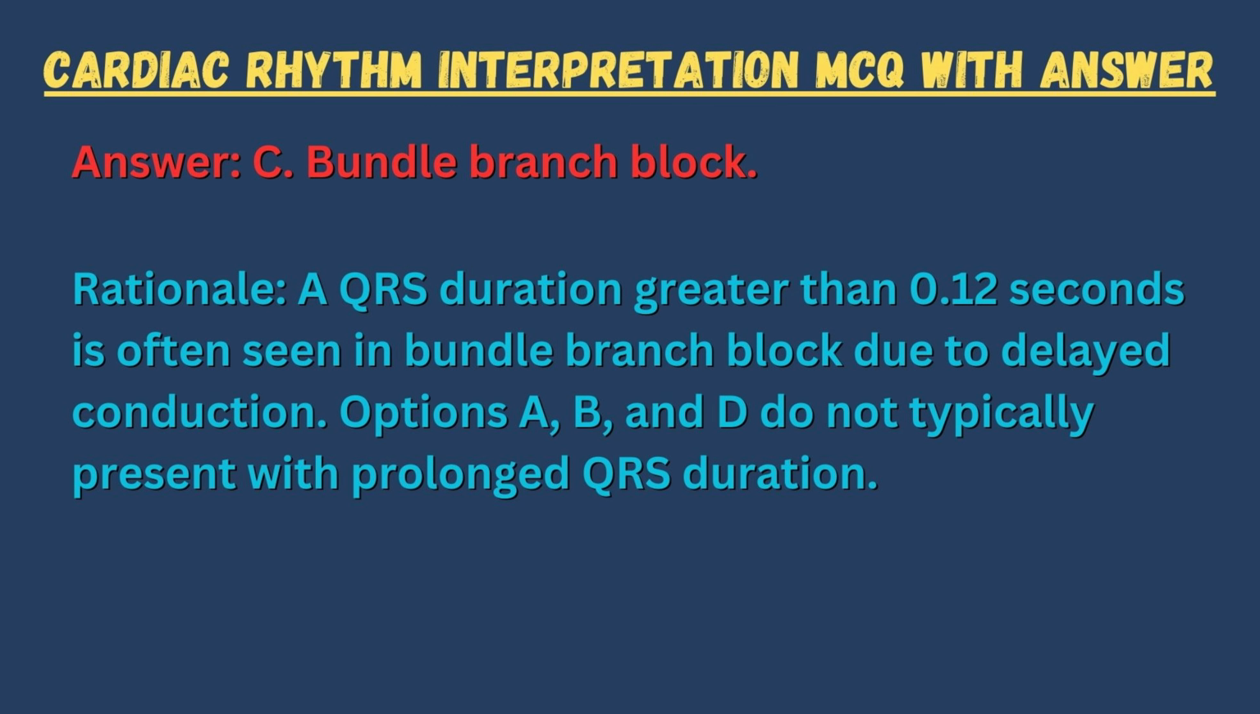Answer. C. Bundle branch block. Rationale. A QRS duration greater than 0.12 seconds is often seen in bundle branch block due to delayed conduction. Options A, B, and D do not typically present with prolonged QRS duration.